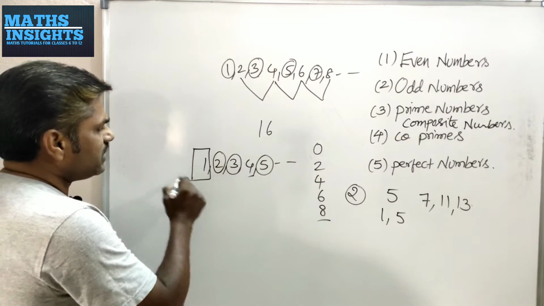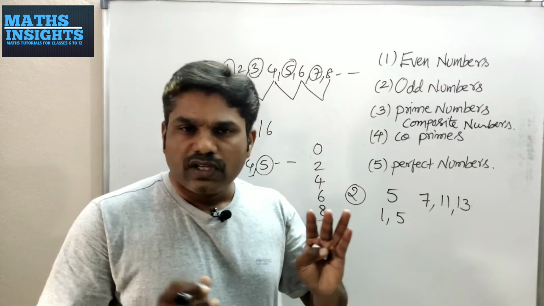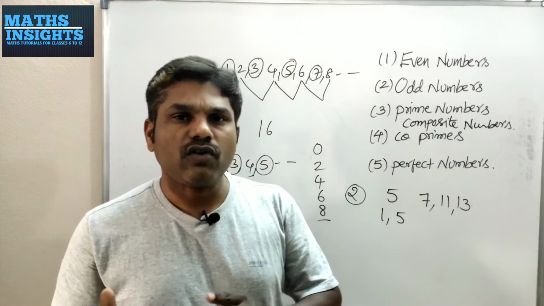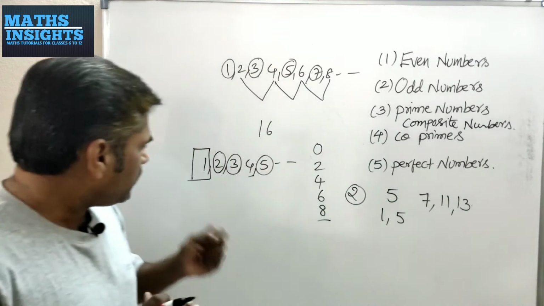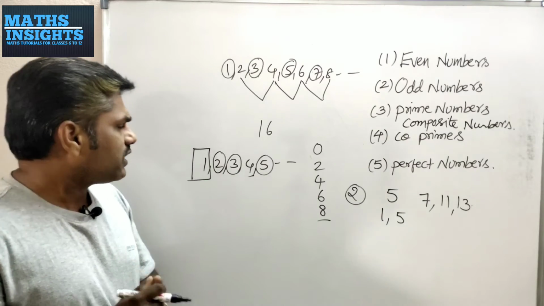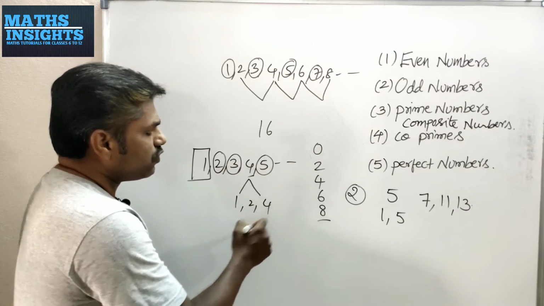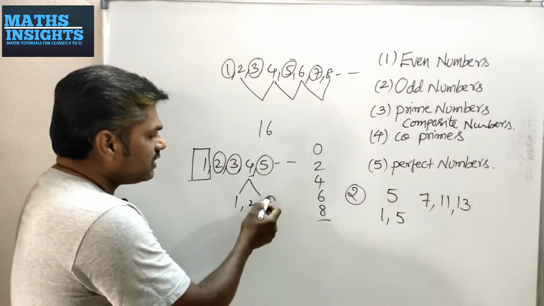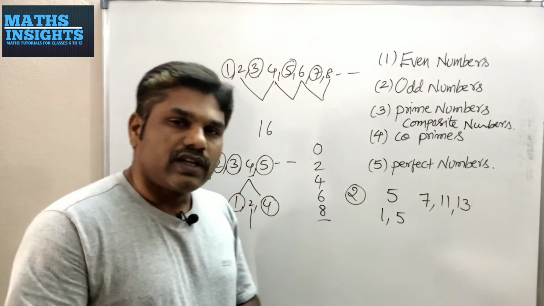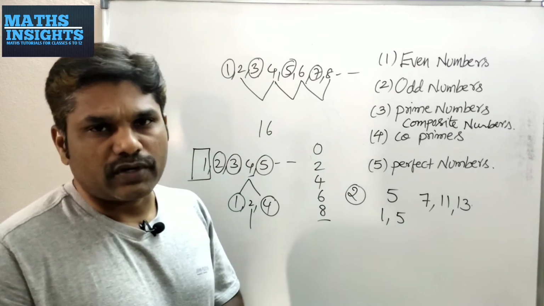See, this one is neither a prime number nor a composite number. It will not come into the category of either prime numbers or composite numbers. The first composite number is 4. Why? Because 4 has 1, 2, 4 as its factors. Other than 1 and itself, it has one more factor. That's why it is not a prime number, it is a composite number.